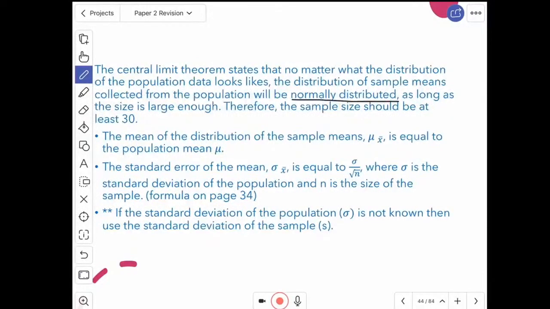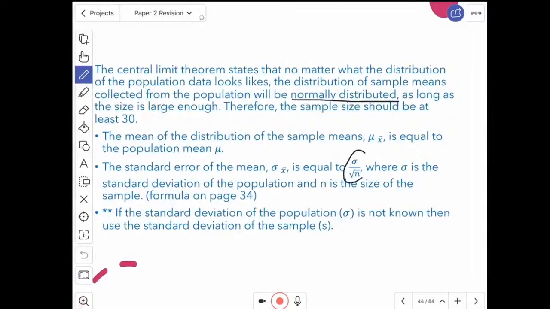Again, the most important thing to be aware of is that when you're dealing with sample means now, we won't be using the P hat formula anymore. We're going to be using the formula that's the second up from the bottom, which is the standard error of the mean. So this is your standard error of the mean formula. Again, it's on page 34.